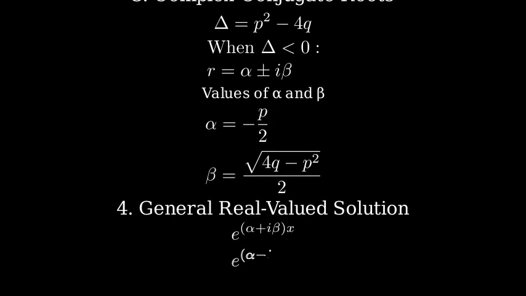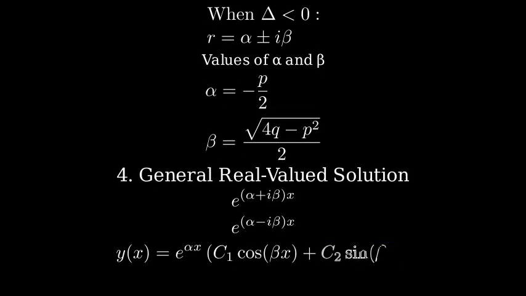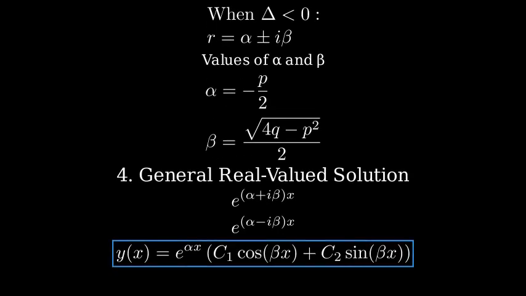When we have complex roots, we get a general solution that involves both real and imaginary parts. Two independent solutions are e raised to the power alpha plus i beta times x, and e raised to the power alpha minus i beta times x. However, since we typically want real-valued solutions, we take the real and imaginary parts to get our general solution.